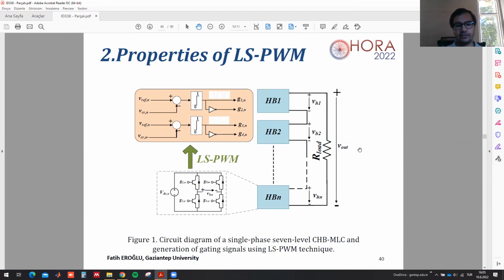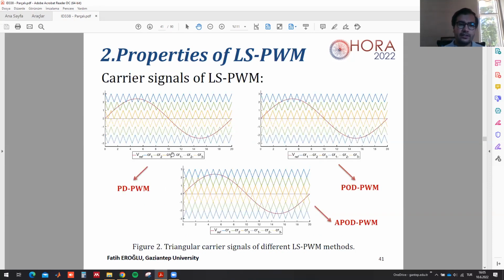This figure shows the circuit diagram of the single-phase 7-level cascaded H-bridge multi-level converter. These are the H-bridges, and each H-bridge consists of 4 semiconductors, and those semiconductors are driven by level-shifted PWM in this paper. There are 3 main types of level-shifted PWM structures. The first one is PD PWM, also known as phase disposition PWM. As the name suggests, the carriers of each H-bridge, let's call it a cell, are displaced vertically here, and they are in phase, as you can see in this graph.